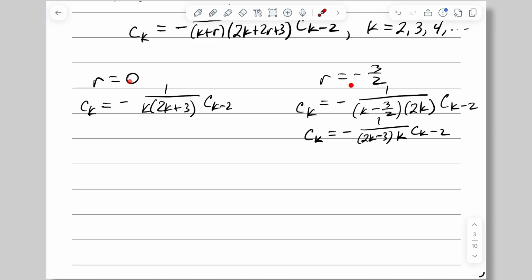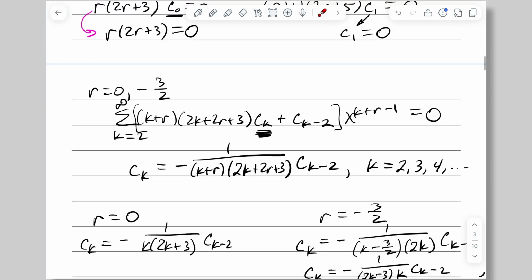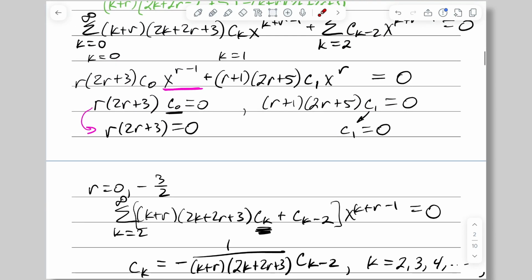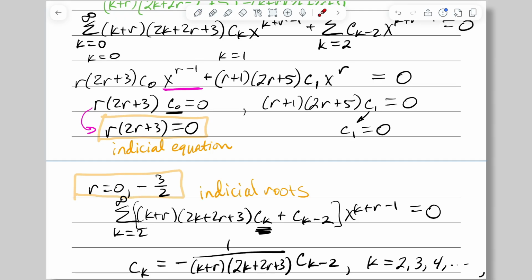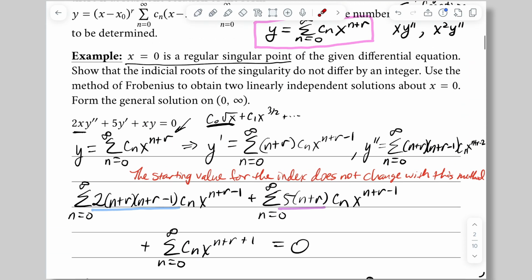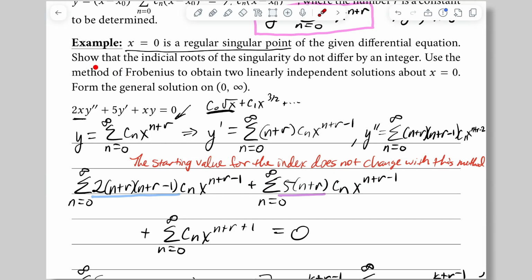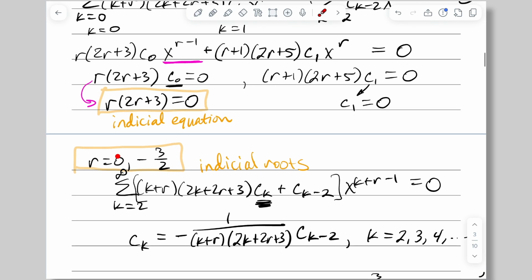I want to talk about that r again for just a moment here. If we back up a little bit, we had this equation r times the quantity of 2r + 3 is equal to 0. This is called an indicial equation. And its solutions, or its roots, are called the indicial roots. Backing up even further to the instructions here, we were told to show that the indicial roots do not differ by an integer. And we have here r equals 0 and r equals negative 3 halves, and they do not differ by an integer.